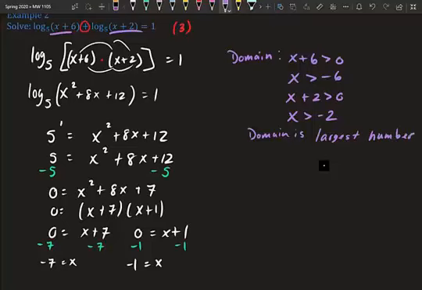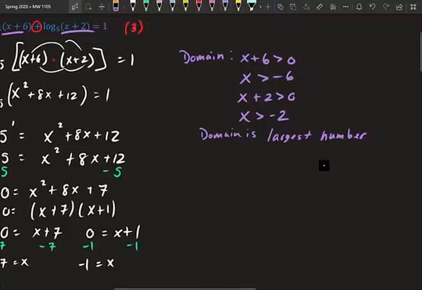So it's your largest number, your highest number, your largest value, your biggest value. So this is actually our domain. The reason being is because we need to make sure it works for both arguments. So whatever we plug in, it needs to work for both of them. If it doesn't work for both of them, it won't work for all of them.